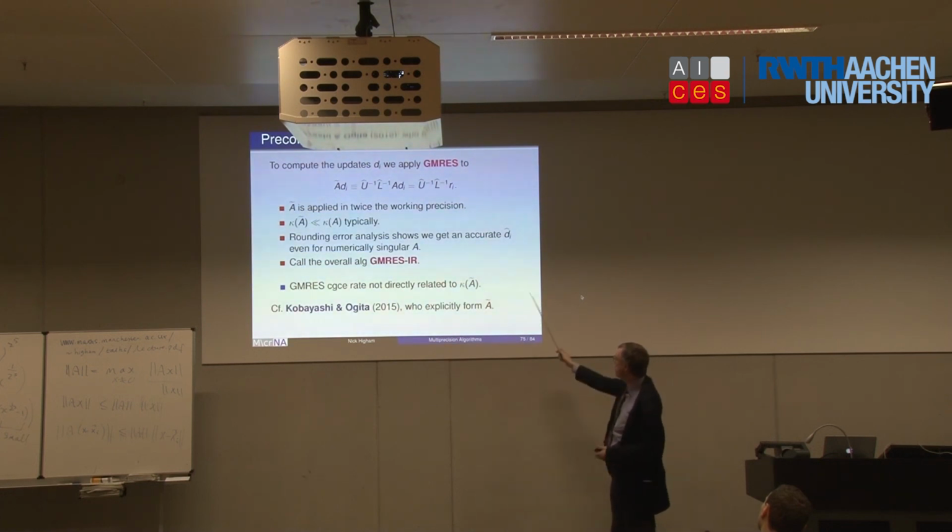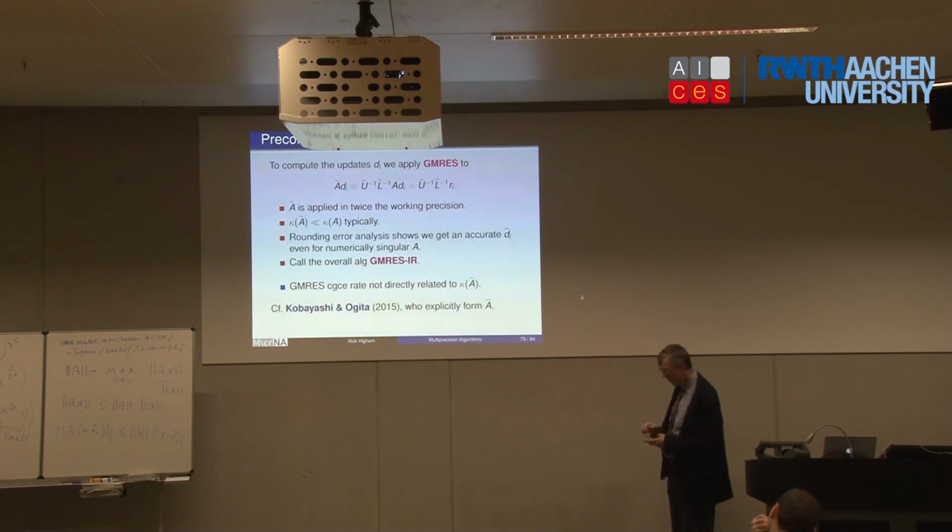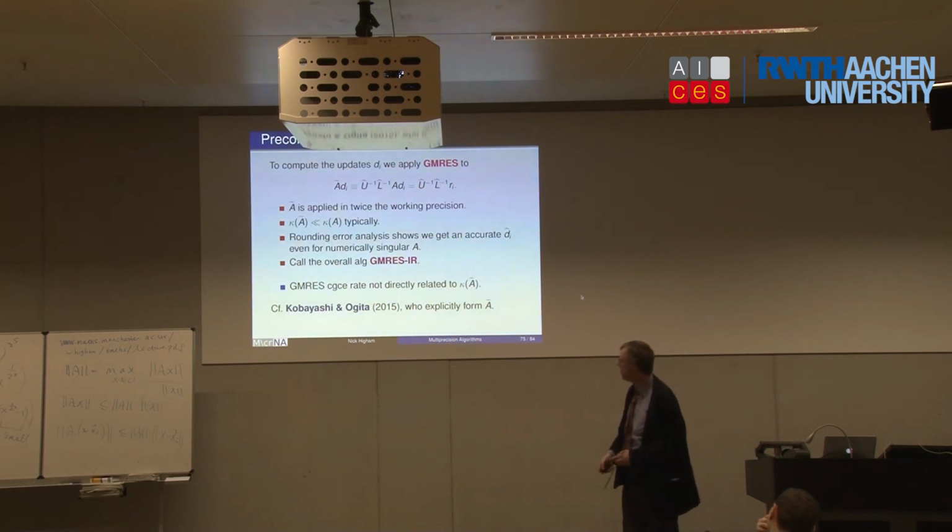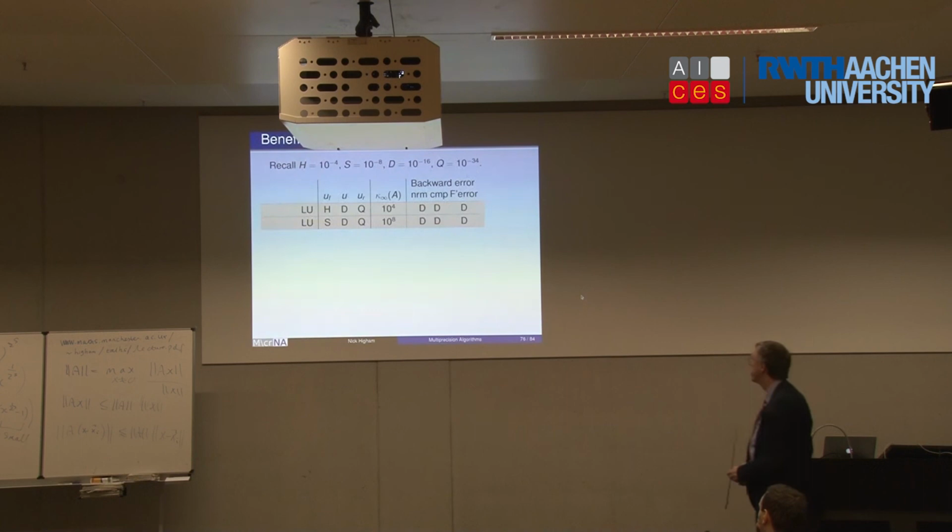Another point I wanted to make, there is some work before ours by a couple of Japanese authors using the same sort of idea, but they were explicitly forming this matrix. You know, they were explicitly inverting U and L, explicitly multiplying into A. So that gives a very different type of algorithm that wouldn't even be applicable to sparse matrices.